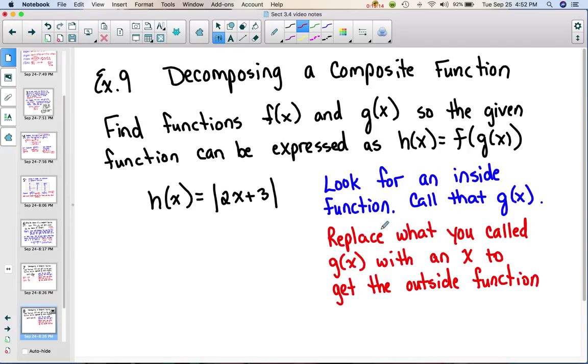Here's another one. Find an inside function. Well, it looks like this 2x plus 3, I mean, it's obvious. It's inside the absolute value. So that's going to be g of x, because we were told that g of x is the inside. So g of x is 2x plus 3. And replace what you call g of x with an x. So f of x, the outside function, replace it with an x. Done. Not too hard.